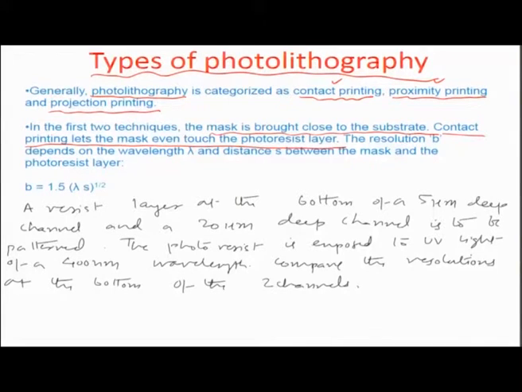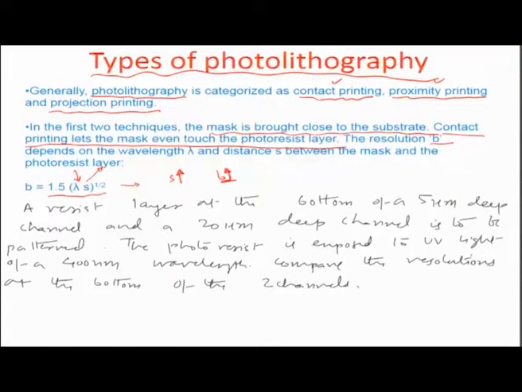So, when we look at the contact printing method or even the proximity printing method, the resolution of the process B would typically depend on the wavelength of the illumination source, as well as the distance of the source from the particular layer of resist which needs to be exposed. So, if the resist distance is changed, the resolution will definitely change. For example, if S goes up in this expression, or the distance between the mask and the resist layer goes up, there is a change of the resolution B. So, B will also go up, meaning it is lower resolution.